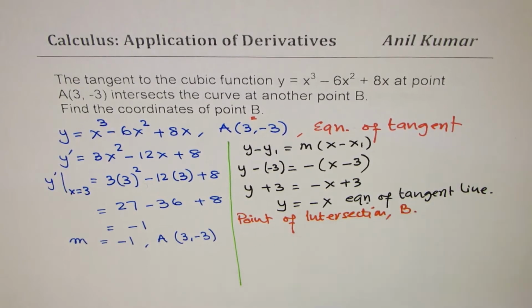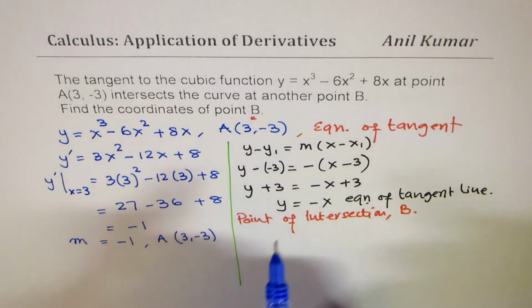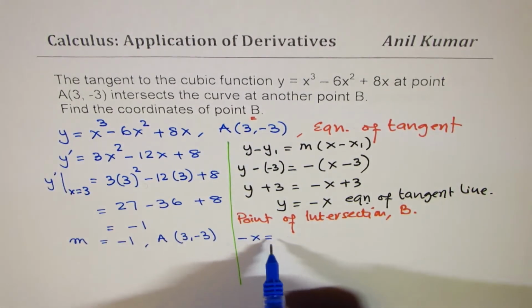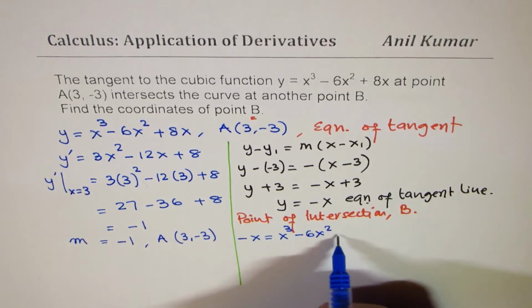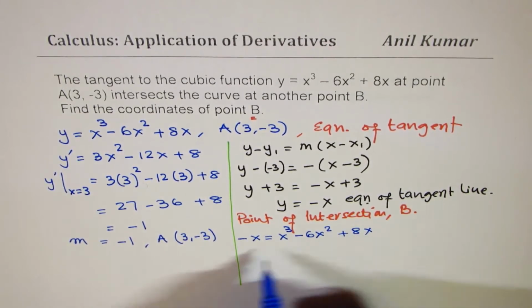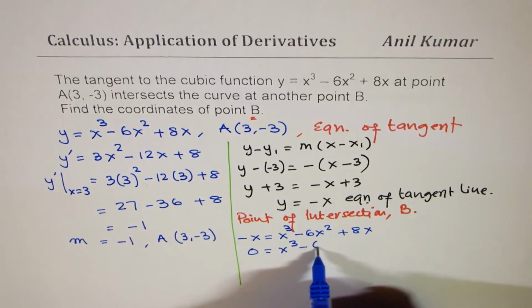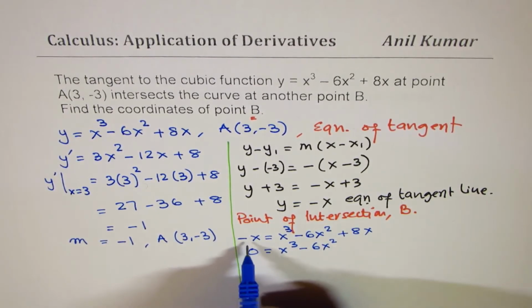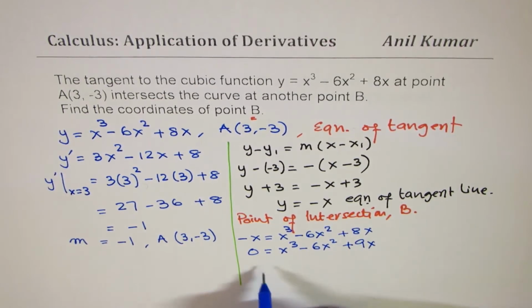Which is B, right? So we'll just substitute y equals minus x in our equation. So we get minus x equals x cubed minus 6x squared plus 8x. Take them to the other side: x cubed minus 6x squared, minus becomes plus here, so we get plus 9x.